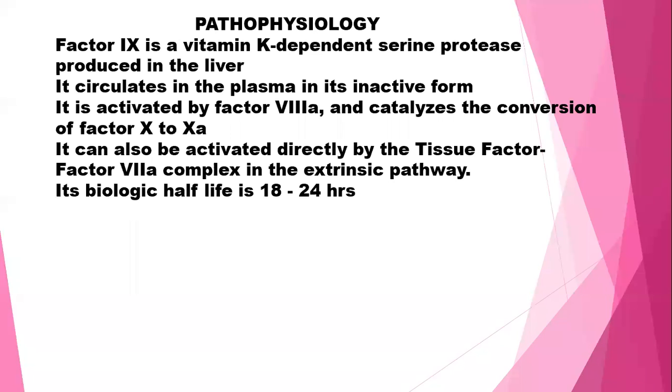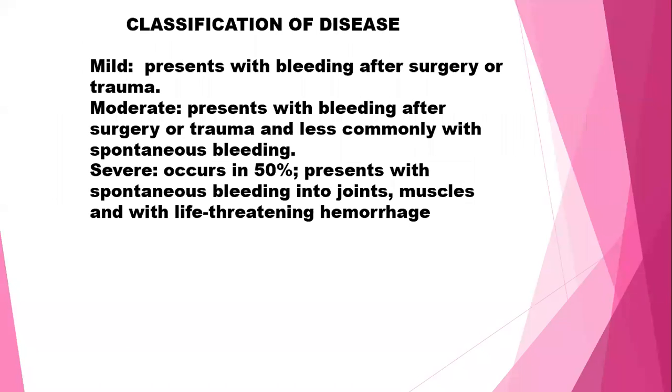Pathophysiology: factor IX is a vitamin K dependent serine protease produced in the liver. It circulates in the plasma in its inactive form, and it is activated by factor XIa, and catalyzes the conversion of factor X to Xa. It can also be activated directly by the tissue factor, factor VIIa complex in the extrinsic pathway. Its biological half-life is 18 to 24 hours.